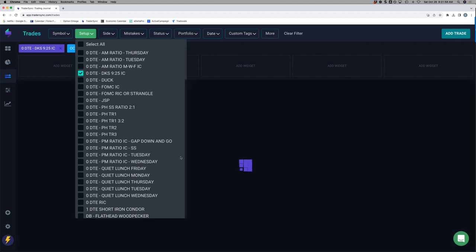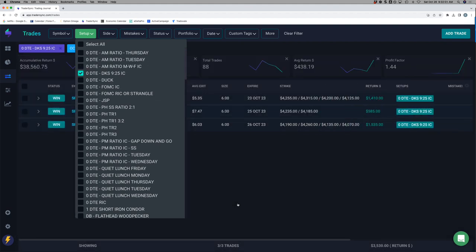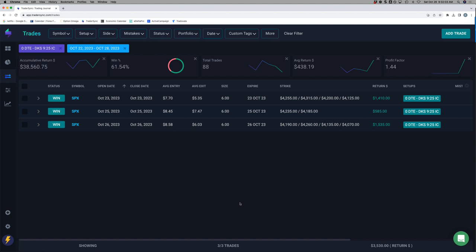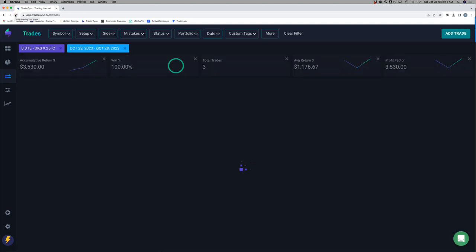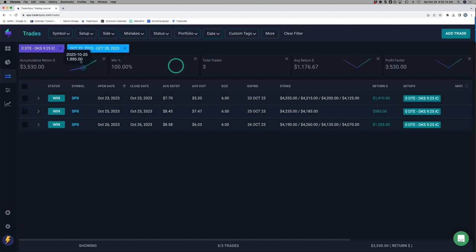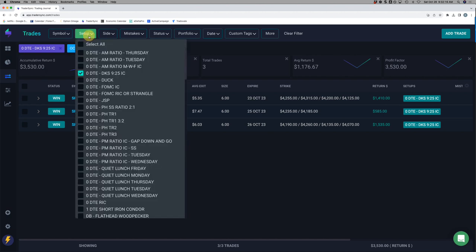DKS, the man, the myth, the machine, Dick K. The Dick K special, 3 for 3, $1,400, $500, and $1,500. So total of, sometimes you got to refresh this, a little over 3,500 on my DKS trades for the week.